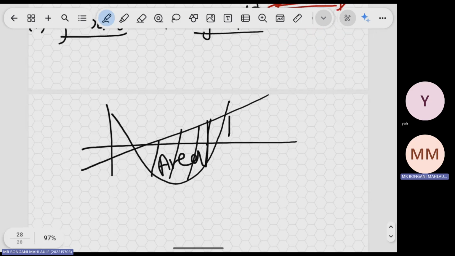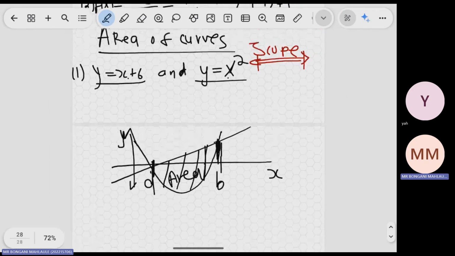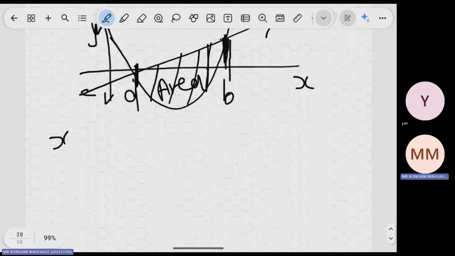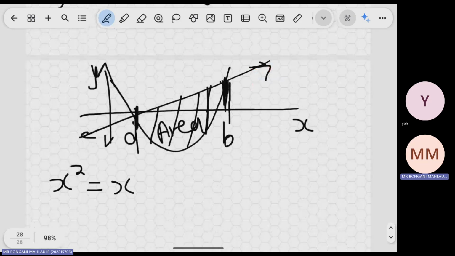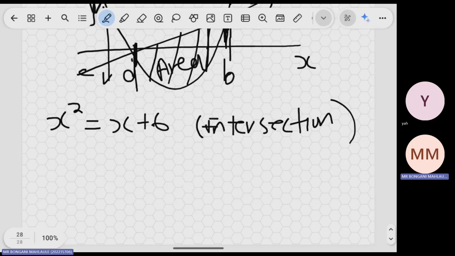You get it? So in order for us to get the area, we must actually know what it is between. So it is between what and what? This will be our a, this will be our b. This is the y axis, that's the x axis. But this will be x squared. So I'll just equate the two graphs, that's what you are supposed to do, in order to get the intersection. This is what you will always do.